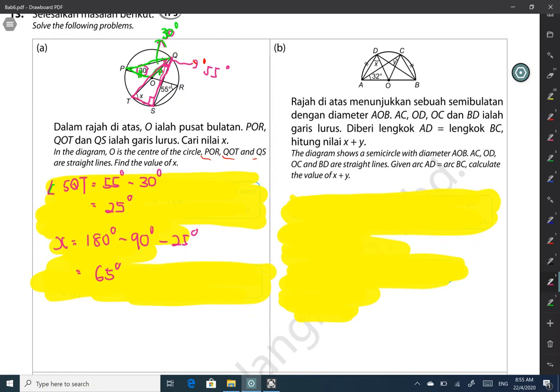Question B, the diagram shows a semicircle with diameter AOB, AC, OD. OC and BD are straight line given arc AD is equal to arc of the CB. Find the value of X plus Y.